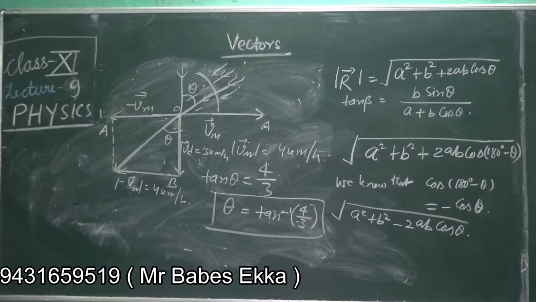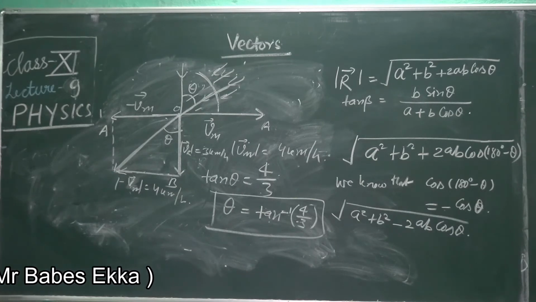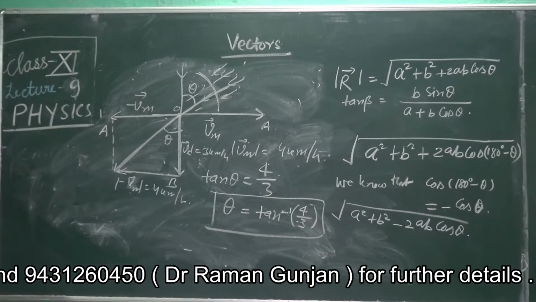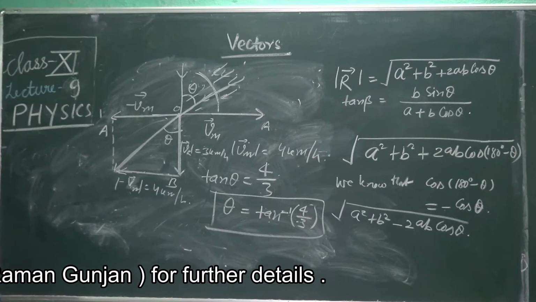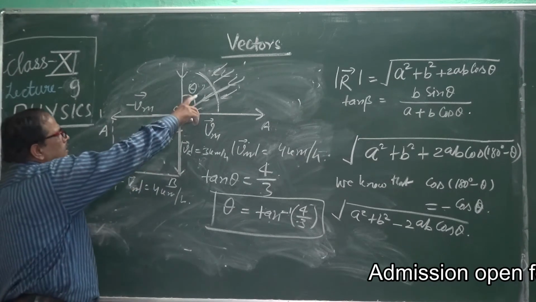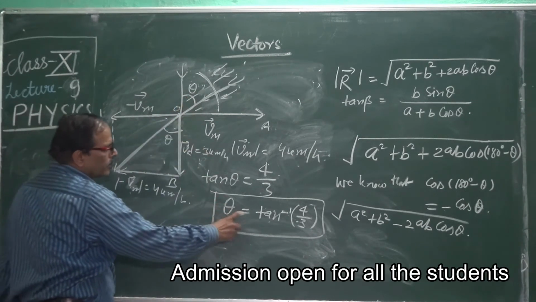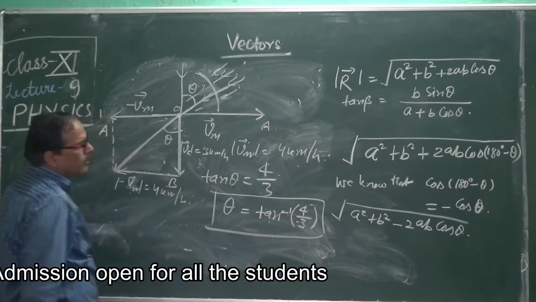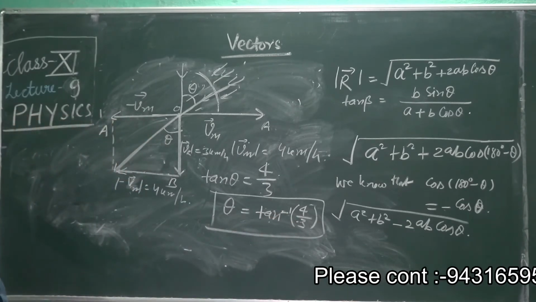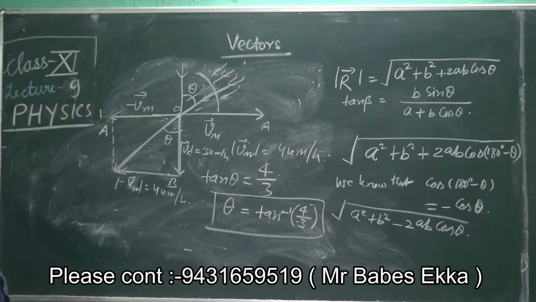So to protect the person from rain, he has to hold the umbrella at theta angle, that is tan inverse 4/3 with vertical and towards the east.